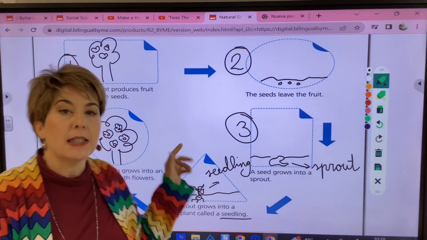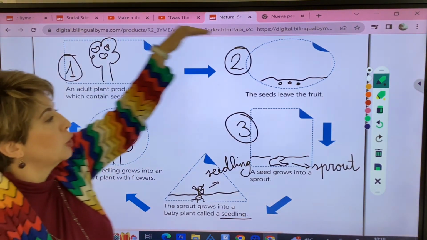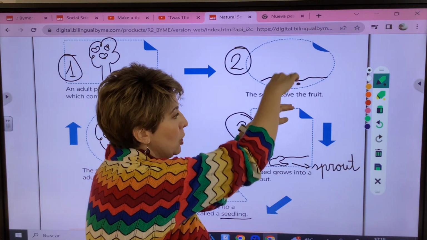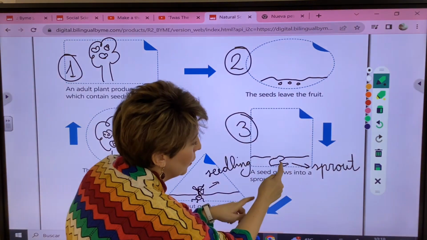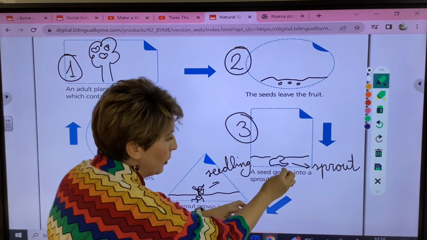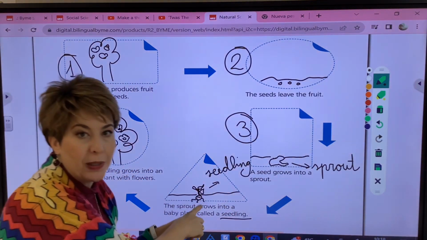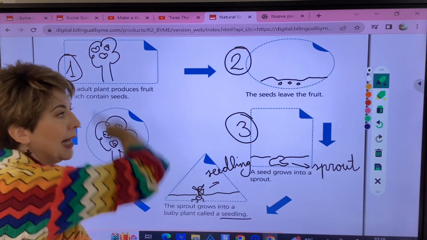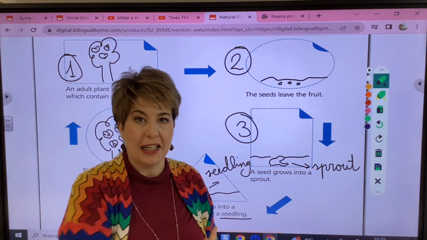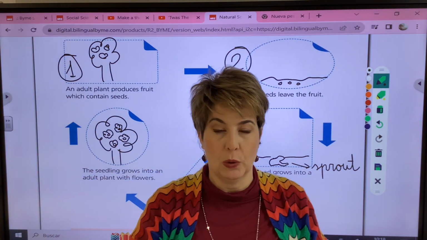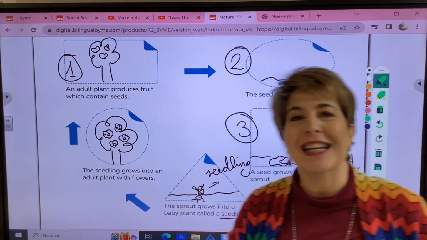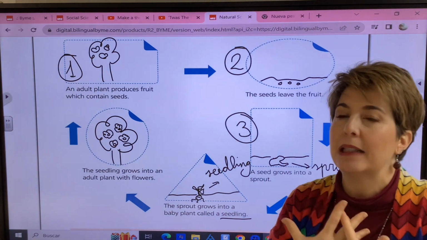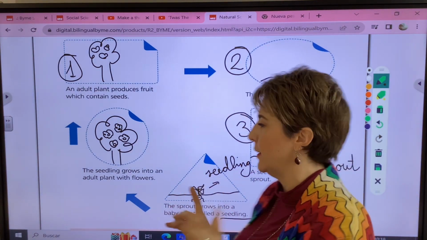And then the flowers turn into fruit, the fruits fall onto the ground, and the seeds go into the ground, and then you get a sprout, then the sprout turns into a seedling, and then the seedling into a big plant. And that's the cycle again and again and again. And that's the plant cycle. Very important. Okay, let's go to another part of the unit which is a little bit easier. Much easier, I would say.